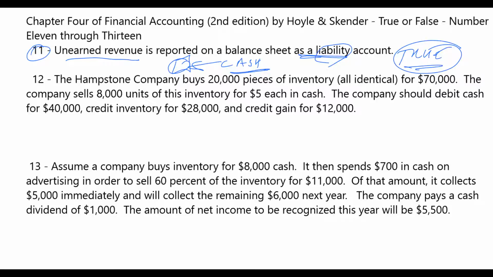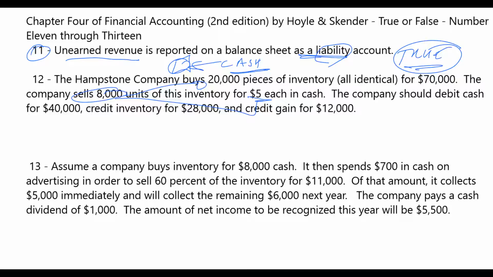The Hampton Company buys 20,000 pieces of inventory for $70,000. They sell 8,000 pieces, and you can see that's 40%, for $5 a piece. So they're going to get $40,000. The company should debit cash, credit inventory, and credit gain.